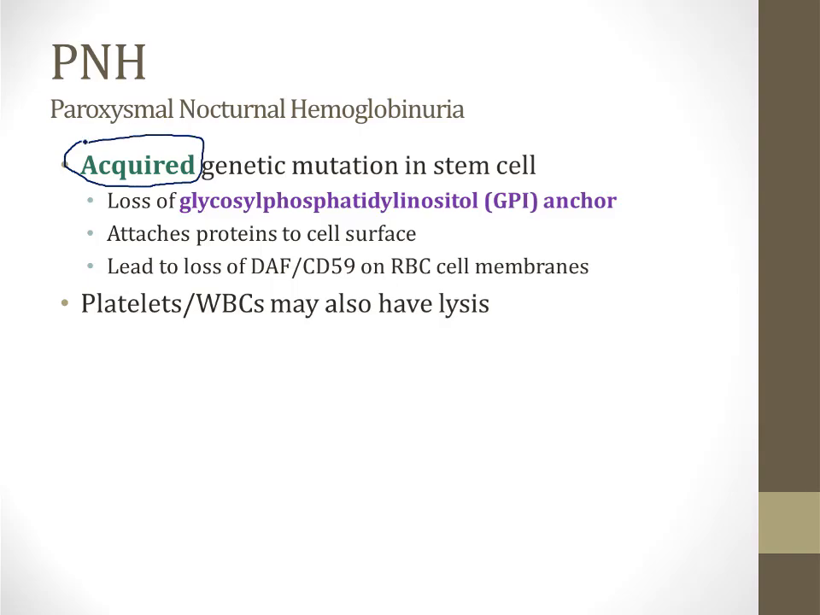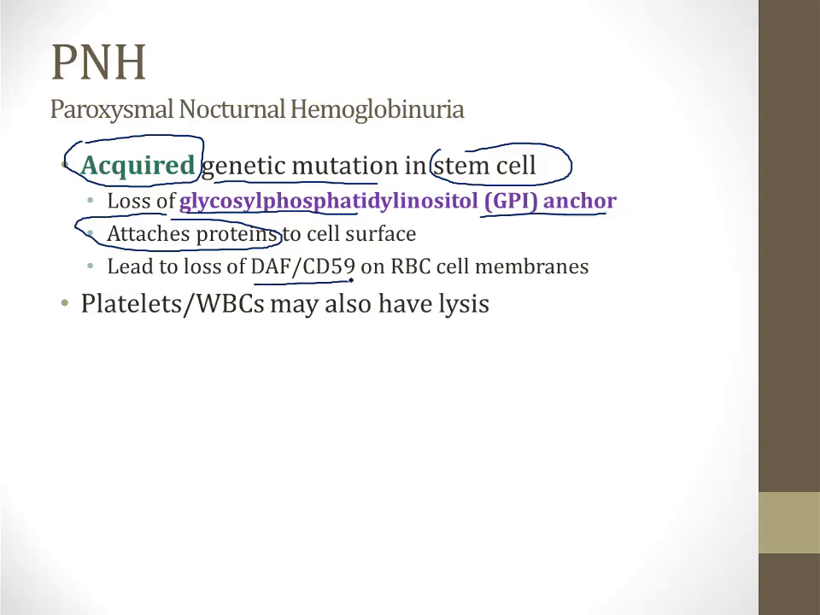It results because at some point in a person's life, for reasons we don't completely understand, they develop a genetic mutation in their hematopoietic stem cells. These mutations lead to loss of something known as a GPI anchor molecule. GPI stands for glycosyl phosphatidylinositol, and these are large lipid and glucose molecules linked together that serve as anchors in the red cell membrane, and what they do is they attach proteins to the surface. So when you lose these GPI anchors, you cannot attach proteins to the surface, and as a result the red cells lose DAF and CD59 like we talked about on the last slide. This leads to lysis by the complement system.